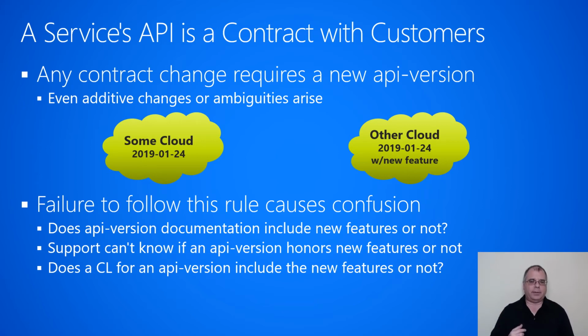So let's go through a couple of examples. The first is, when looking at the documentation for this API version, does that documentation include the new feature or not? Let's say it does include the new feature because you've updated the documentation. Great. But some cloud may not have the latest version of this version of the API. And so when the customer's code tries to use this new feature, with the same API version, but that version on some cloud doesn't support it, the call fails. And the customer won't understand why, because the server will say this is an unknown operation.